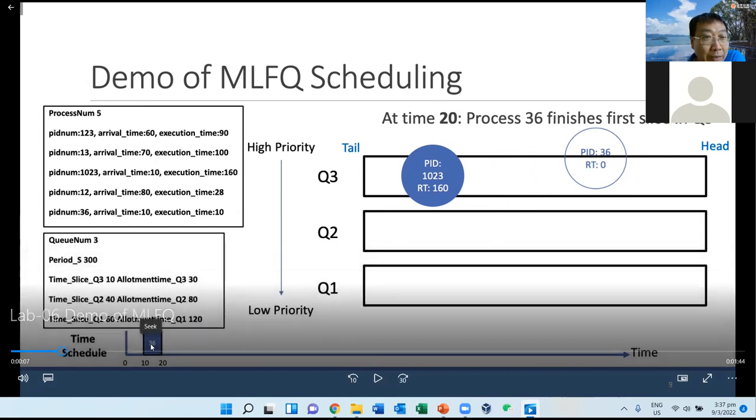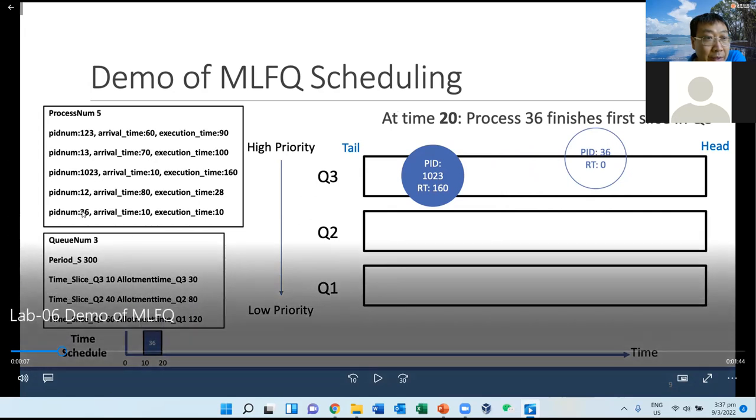36's execution time is also 10, and the time slice for this queue is 10. So after we finish 36, basically, the schedule is here.